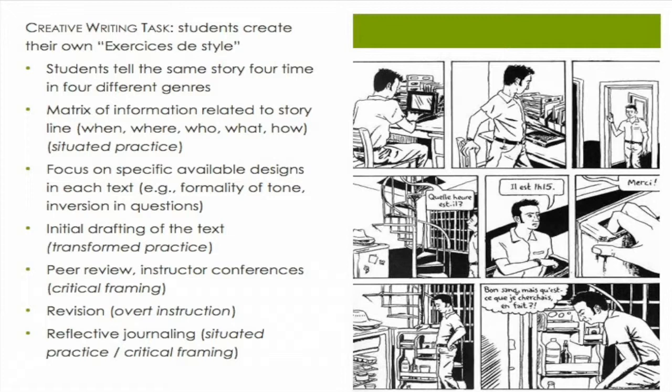The story they tell is the one depicted in the graphic text that you have there. This is a book by Matt Madden, and he tells the same story 99 times in cartoons, basically. Okay, so they read 2 or 3 of these cartoons, and then that's the basis for their own exercice de style. And what they do is, based upon the cartoons that they read, they complete a matrix of information related to the storyline: who, what, where, when, how. And they come up with adjectives, verbs, adverbs, all different kinds of vocabulary words that they can use as a bank to be able to tell this story 4 different times in 4 different genres.